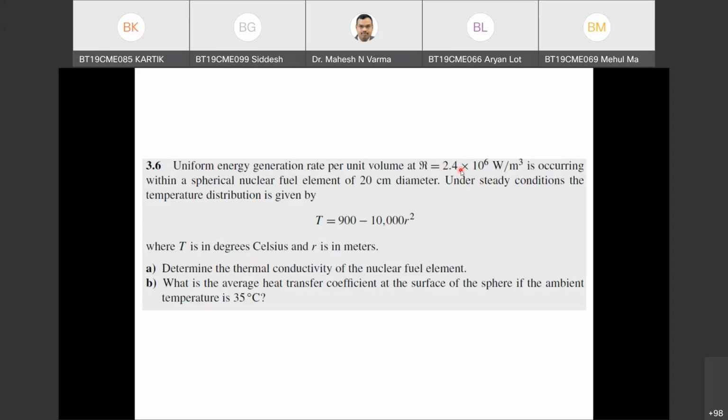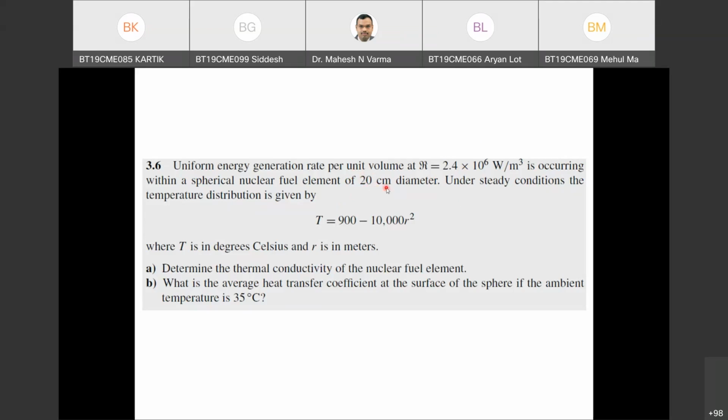Small q is a flux. Capital Q is a rate. How to get the flux from rate? We can multiply it by area. Not multiply, divide it. Divide by area, sorry. So divided by area, which area? Surface area of the sphere.